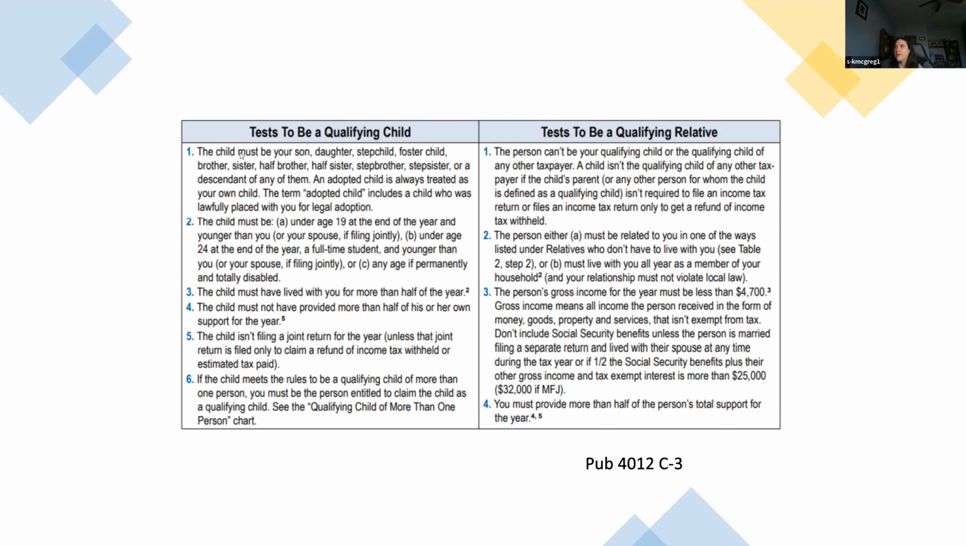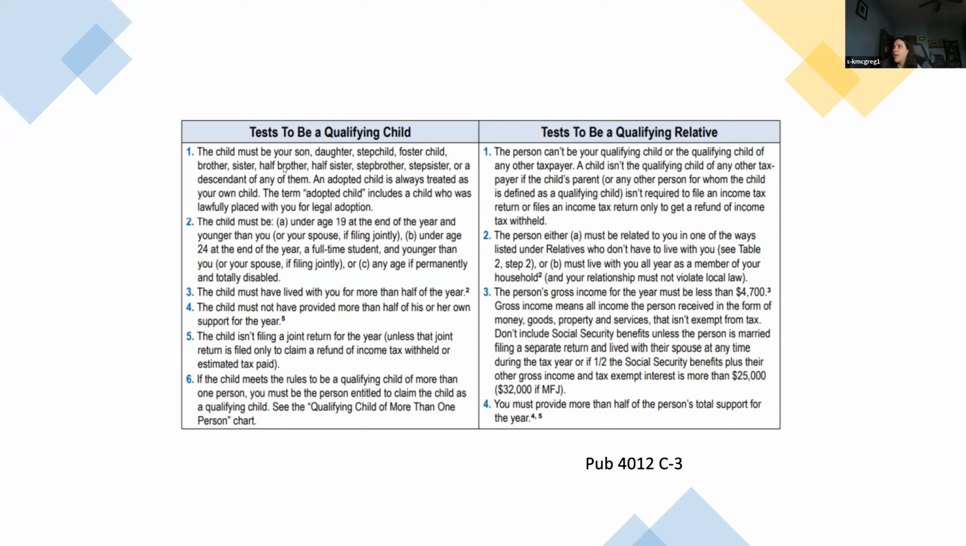So over here for qualifying child, it says who it must be: son, daughter, brothers, and sisters. The age requirements: under 19, under 24, or totally disabled. They lived with you for more than half the year, did not provide more than half their own support, and are not filing their own joint return. And they're your child based on custody.